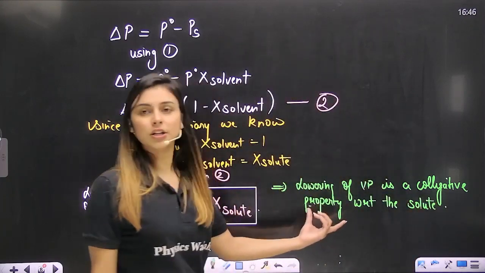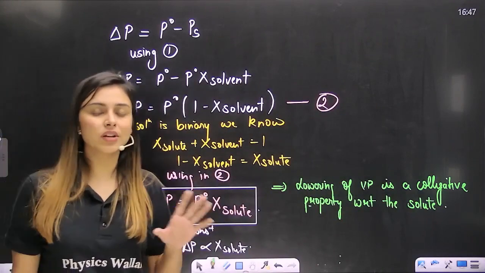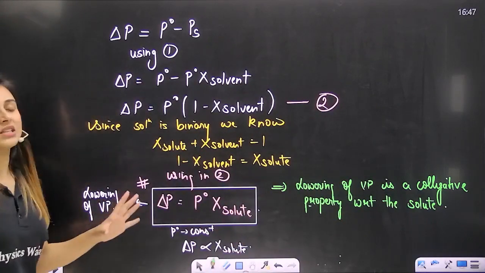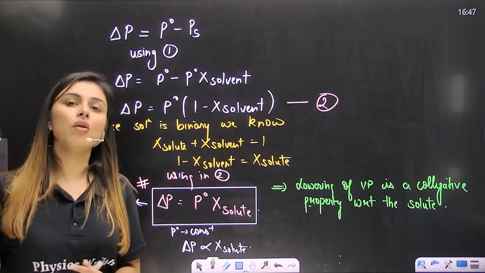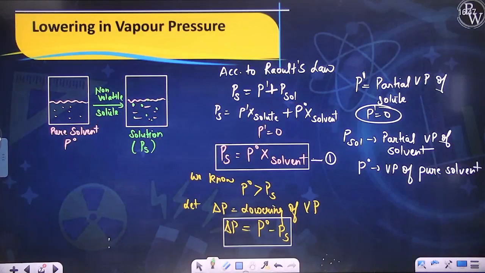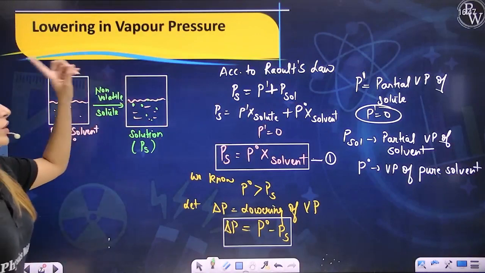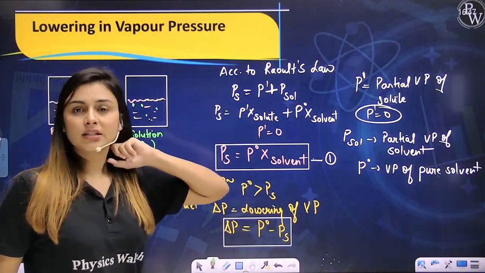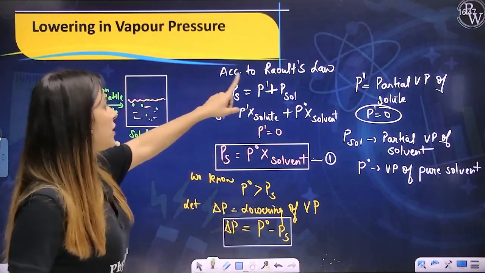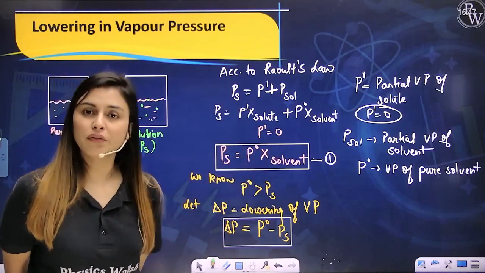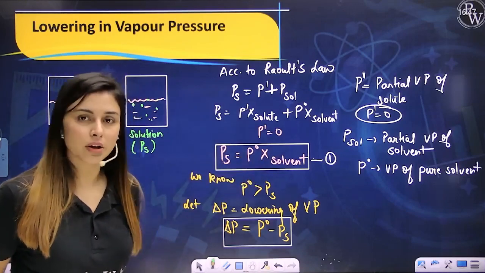I hope this is very clear to you. There is no issue with this. Perfect. Very good, my dear students. So this is how you calculate the lowering of vapor pressure. If you want, you can write this. We first calculated the vapor pressure of the solution. According to Raoult's law, PS is equal to P naught into mole fraction of solvent. Then we calculated the lowering of vapor pressure.